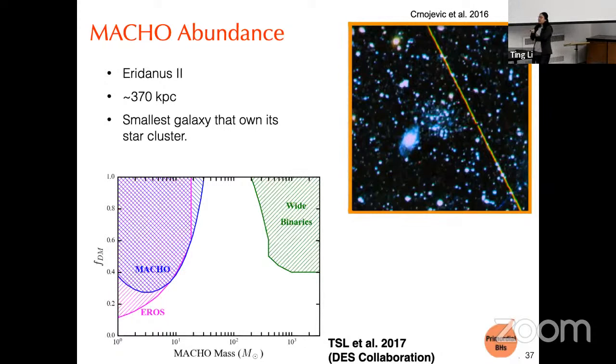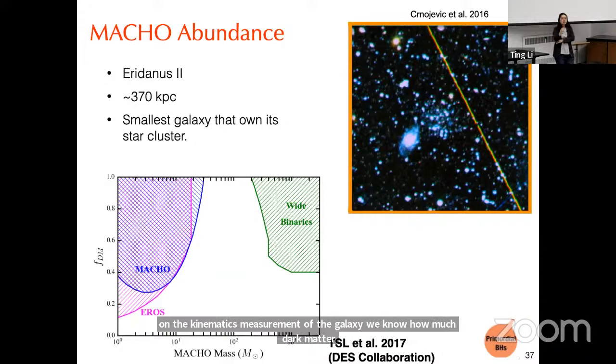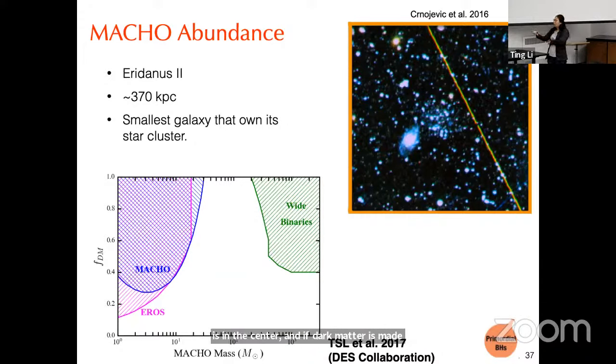And this is the smallest galaxy that owns its own star cluster. From the image, we feel it's in the center, although we really don't know the distance relative to the center of the galaxy. But if we assume that this is a cluster in the center of the galaxy, and based on the kinematics measurement of the galaxy, we know how much dark matter is in the center. And if dark matter is made of primordial black holes or MACHOs in this range, then the black holes will perturb the star cluster and dissolve it over cosmic time. So the star cluster cannot survive for more than 5 gigayears.